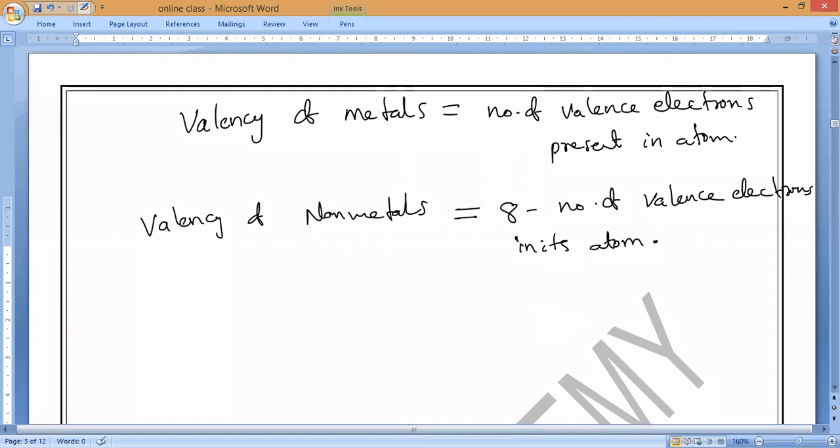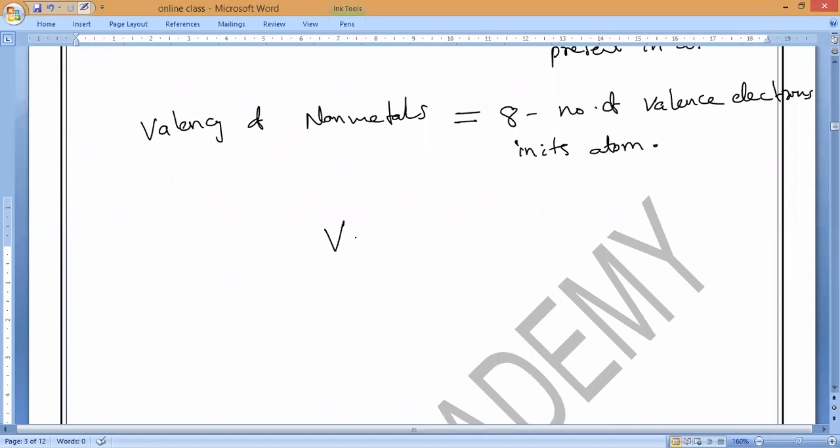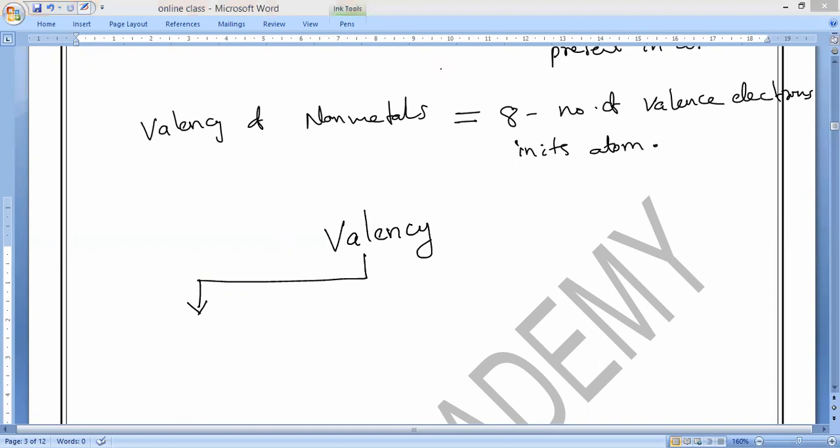Now, this valency is again of two types. How many types? This is very important for class 10th also. You might be noticing that some atoms are receiving electrons and some atoms are donating electrons. Very few atoms are sharing the electrons. Yes or no? Please respond. So based upon that, we are going to make this valency into two types.